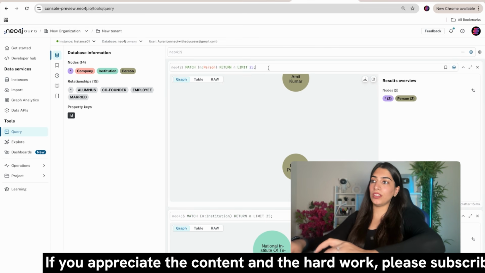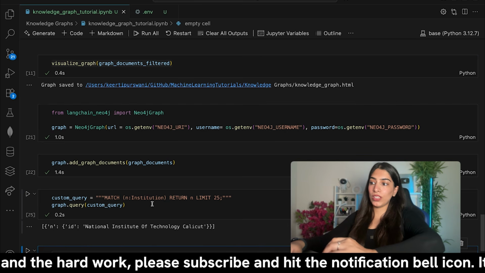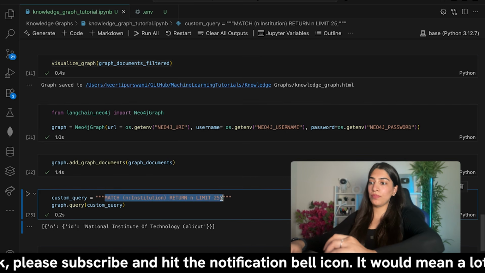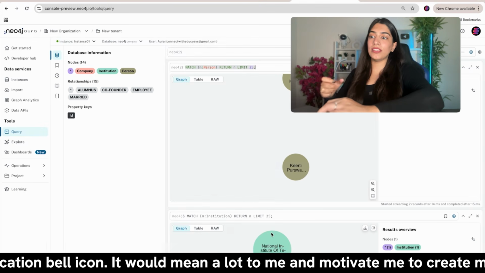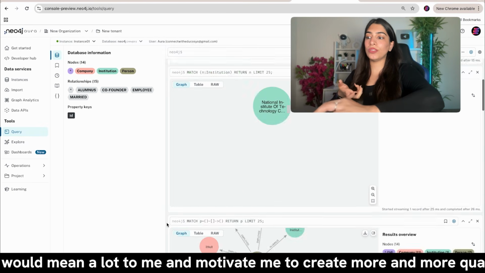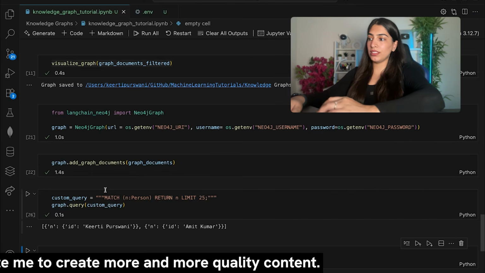Suppose we add only this, that I want to see only the persons. So earlier I was seeing only the institutions. Now I am matching only persons, right? So if I do that, I will be able to see Keerti and Amit. So instead of visualizing this like this, you could also run your custom queries in your code itself. So let me just show you this as well.